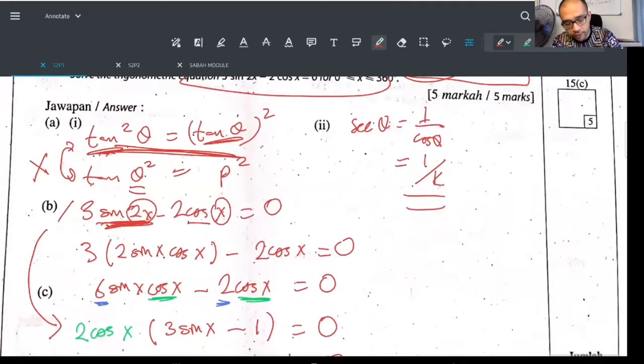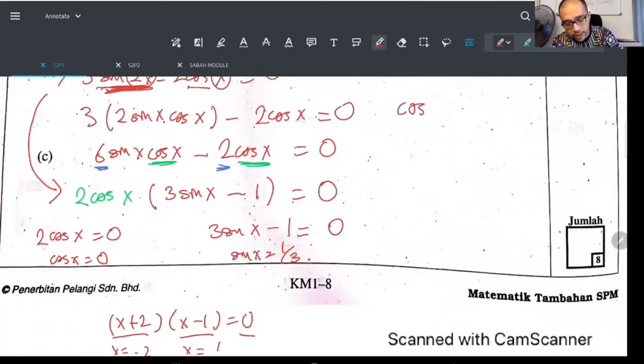So I'm going to start with cos x equals 0. What quadrants are we talking about? Sorry, cos x equals 0 is no quadrant. This is a special angle. So this will be x equals 90 and 270.